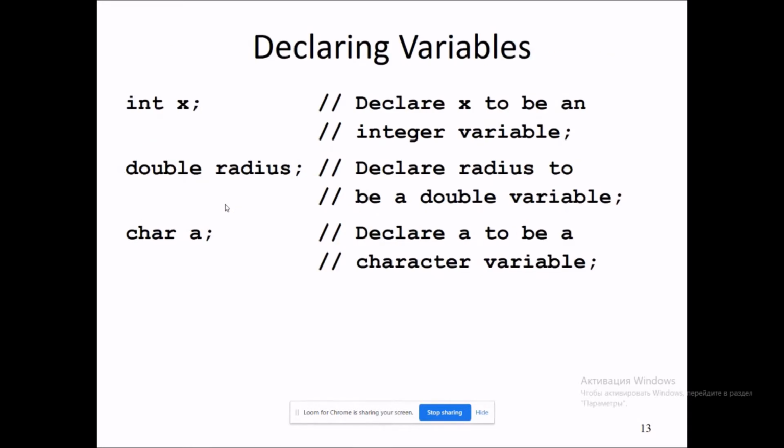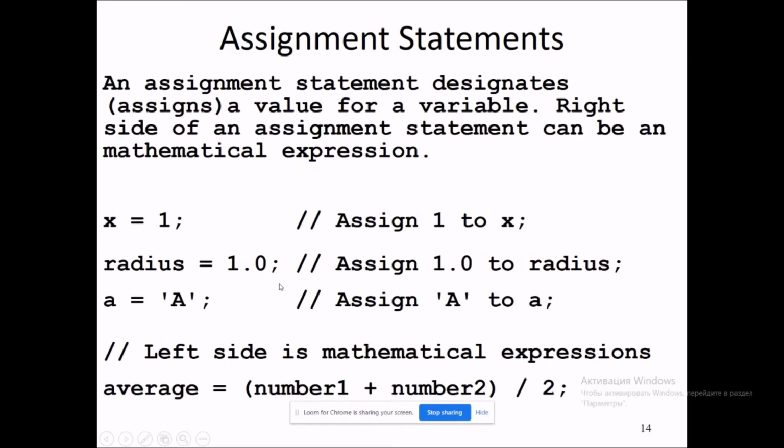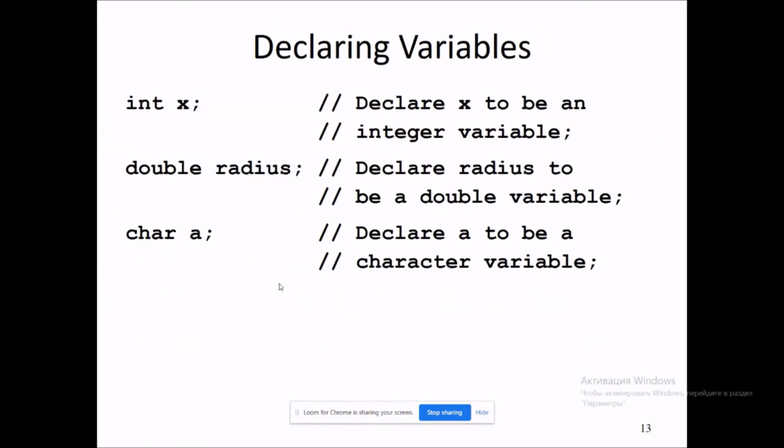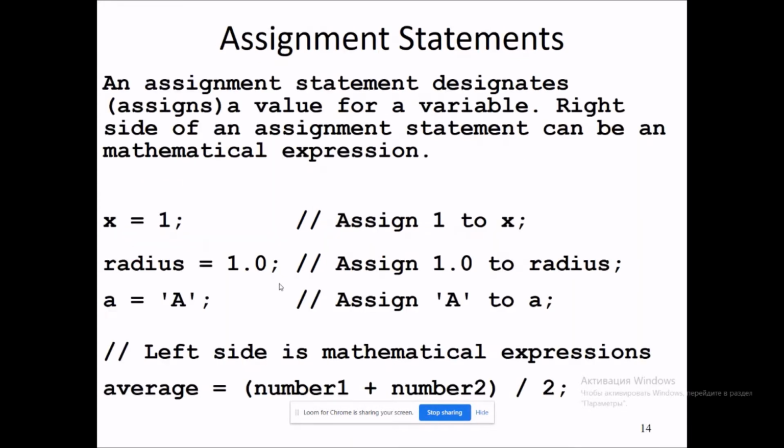Declaring variables. Declaring x to be an integer variable. Declare radius to be a double variable. Declare a to be a character variable. To declare some variables, first of all, we have to give the type of the variable. In the first, it was an integer variable. In the second, it's a double variable. In the third line, it's a character variable. In the future slides, we will define the difference between integers, doubles, characters, and all other primitive data types.